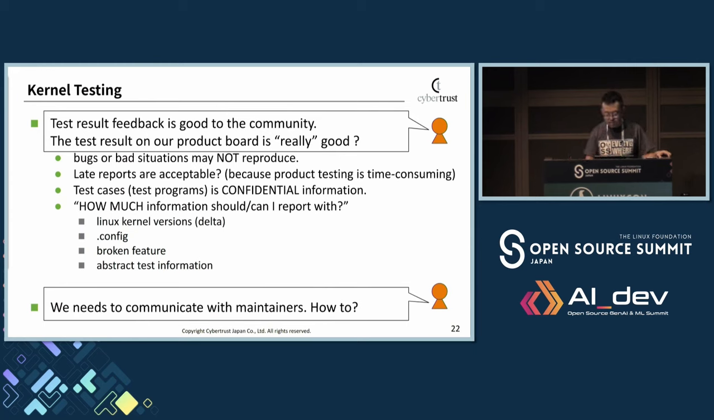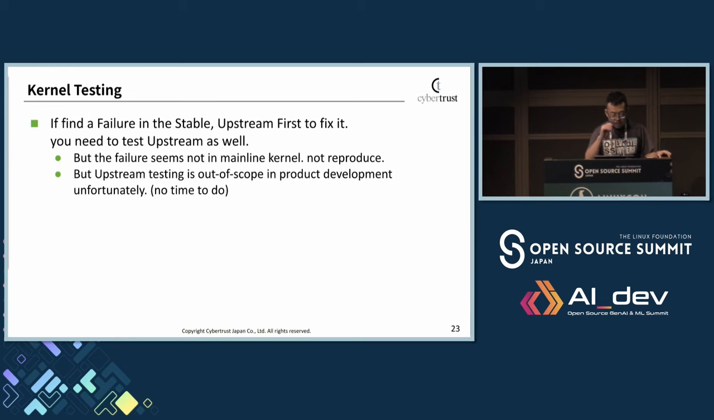With the other person's advice and comment, we don't know what we should do. We need to communicate with the maintainers, but how do we communicate with them? A lot of Japanese developers touch the community. So, another kernel testing topic.